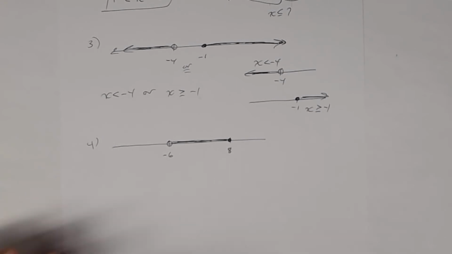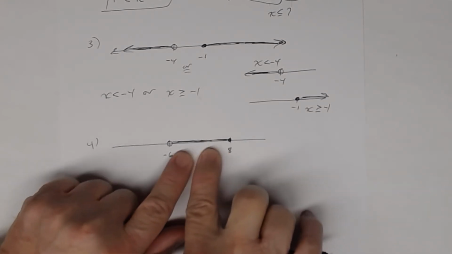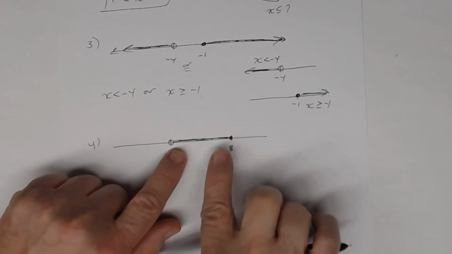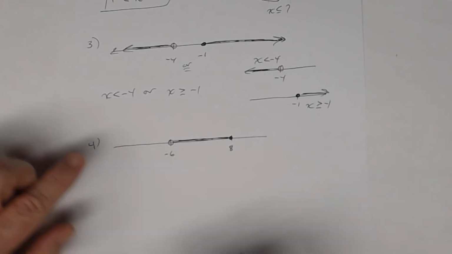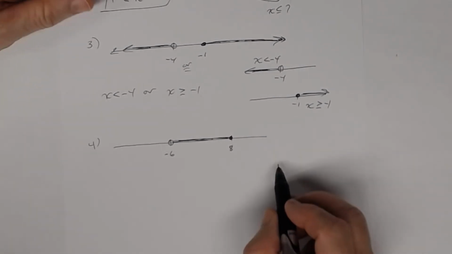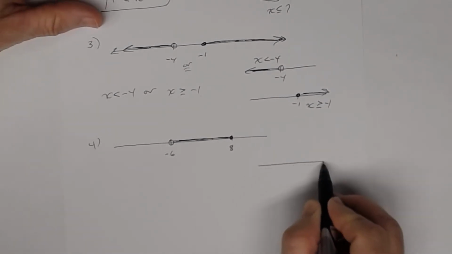All right, so number 4. Notice one graph, right? Not two like we had here, one. So that's that and statement. And so the way you want to think about this is in one of two ways. Let's draw each one individually.